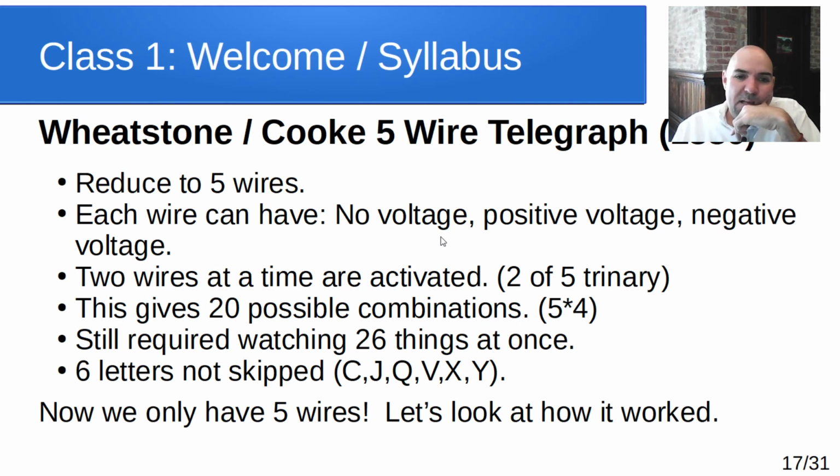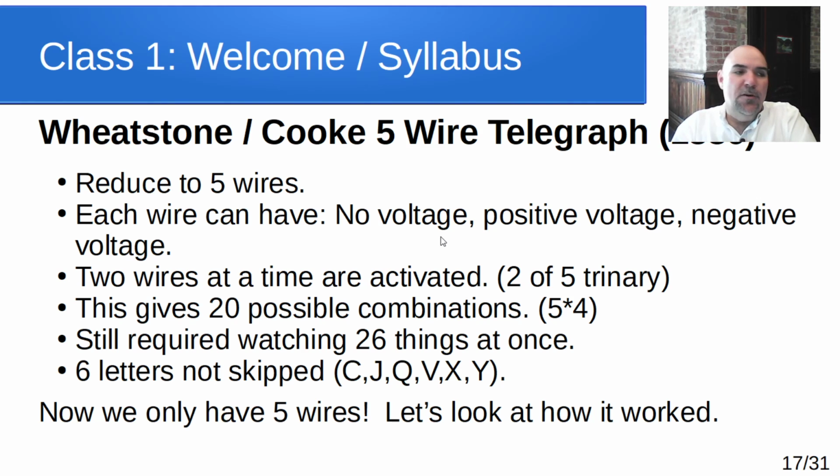symbol. Now, each of those wires could have either no voltage on it, or they had like two batteries, one that was providing a positive voltage, one that was providing a negative voltage. Think about two batteries like this with the center being no voltage, positive up here, negative down there. So in other words, you can push electrons through one way or pull electrons out the other way. And so basically they had this system where you would activate two of the wires at a time in either the positive direction or the negative direction.